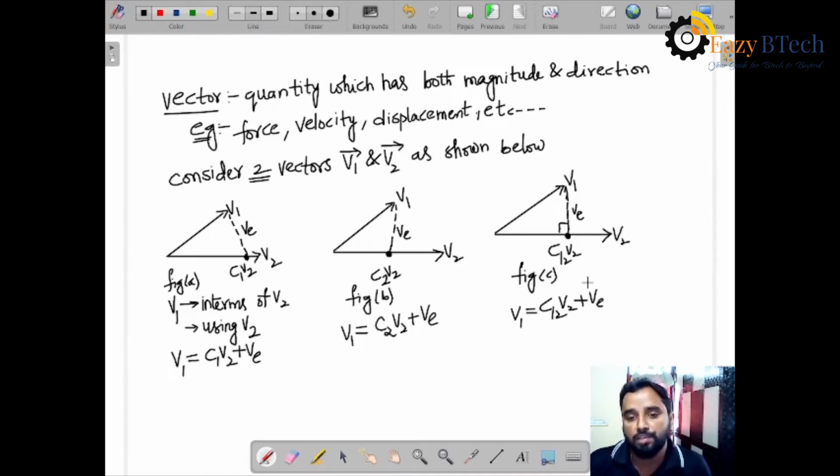So many ways are possible like this to express V1 in terms of V2: from the end of V1, draw a line onto V2. So infinite ways are possible. But out of infinite methods, here I am taking three cases. Which is the best method? How can we decide?